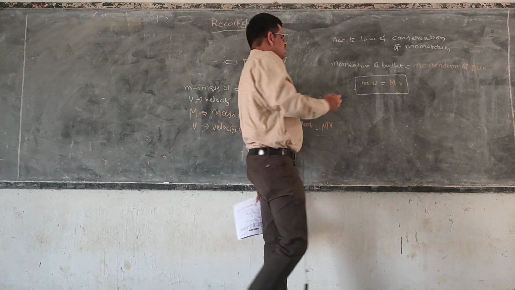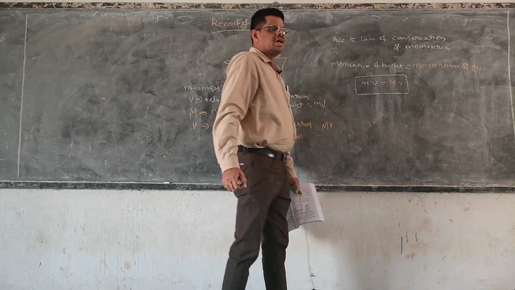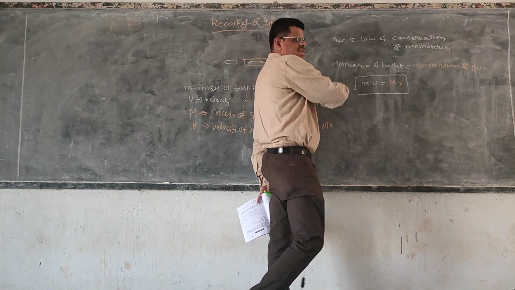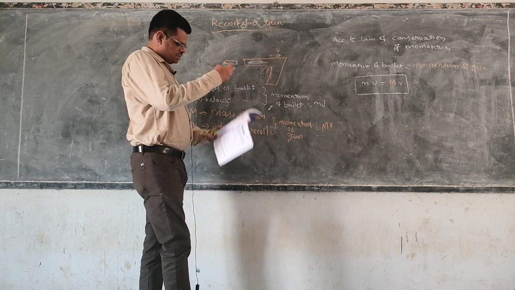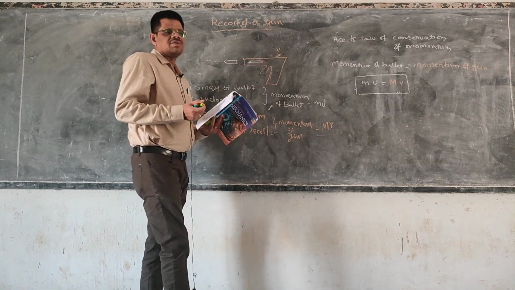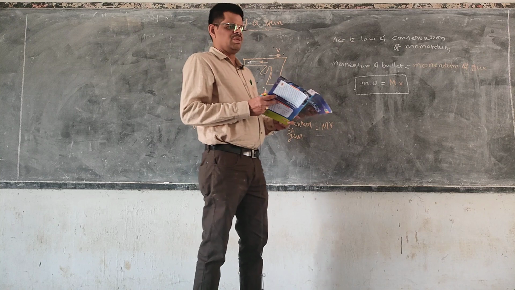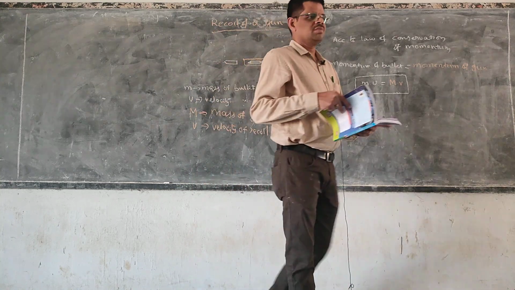So if you are given the mass of the bullet, the mass of the gun and the bullet velocity, you can find out the recoil velocity of the gun. Okay, so this is all about the recoil of the gun. Now we shall solve some problems on these two topics. Right? Note it down.